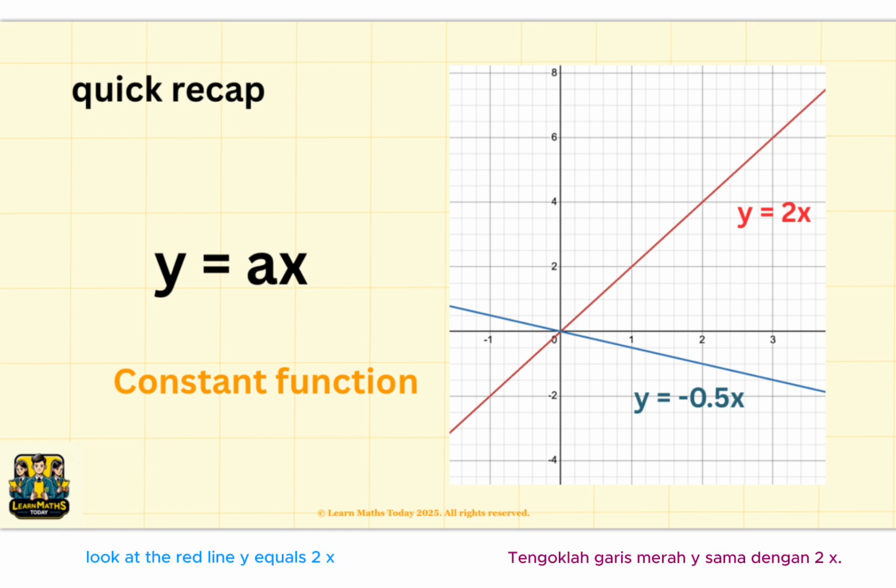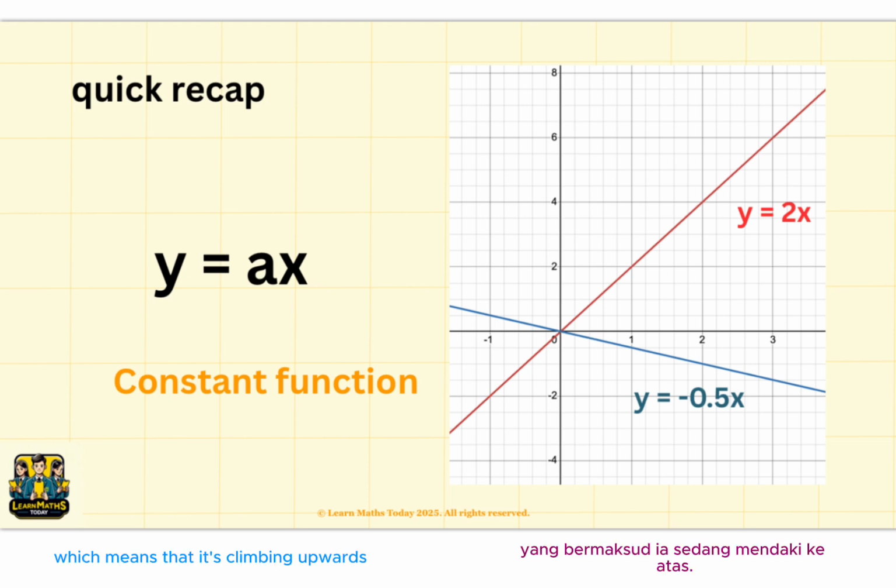heading. Look at the red line, y = 2x. It has a positive gradient of 2, which means that it's climbing upwards. For every one step we move right, we go up 2 steps. It's like climbing stairs. The rate is steady, predictable, and the rate of change is constant.